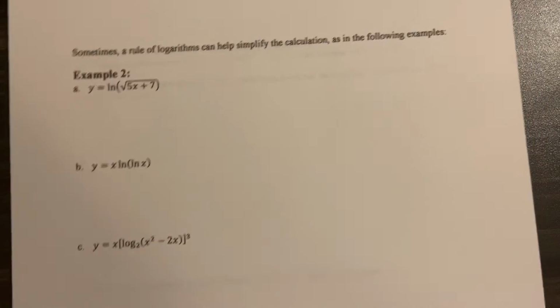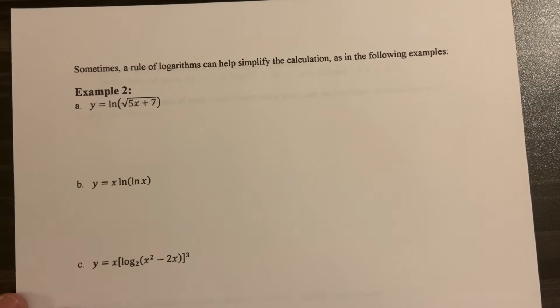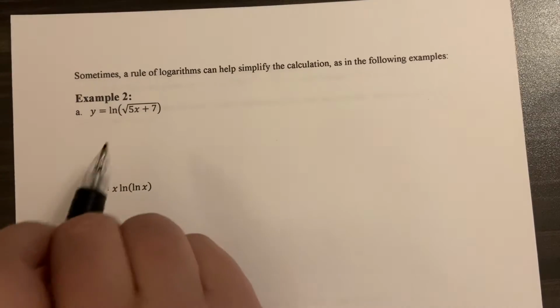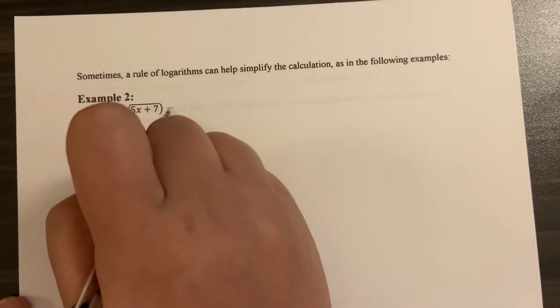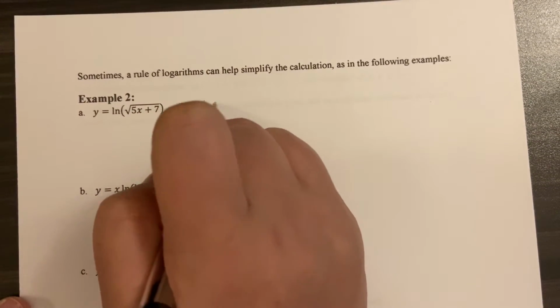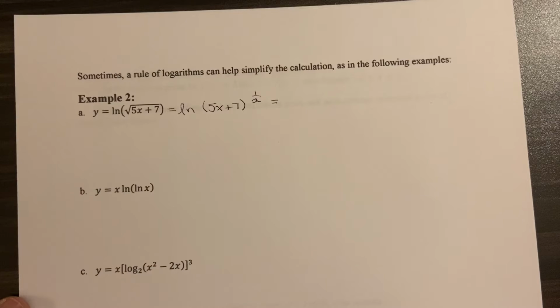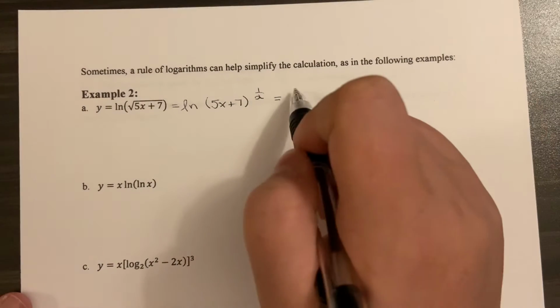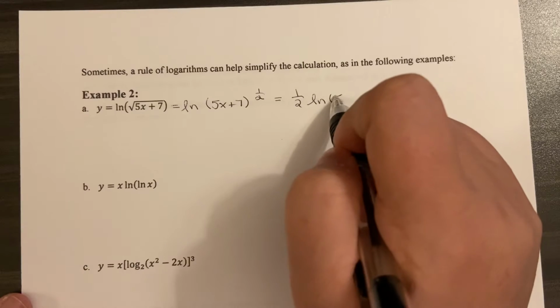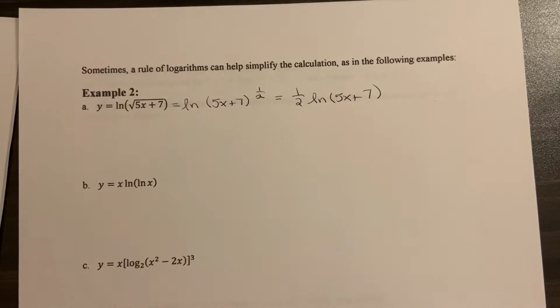So then it says, sometimes a rule of logarithms can help simplify the calculation, as in the following examples. Okay, so in other words, like for this one, it might make sense to try to change this into an exponent such as ln of 5x plus 7 to the 1/2. And then with my log rules, I can move the 1/2 to the front because it's an exponent. And now I have this. That's a lot easier for me to differentiate now.